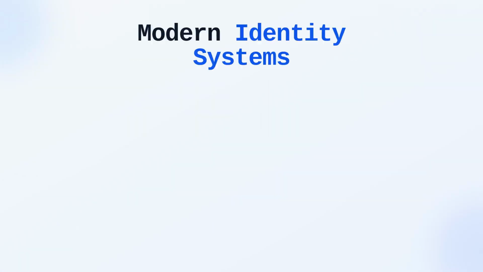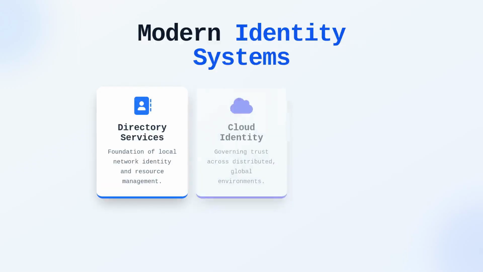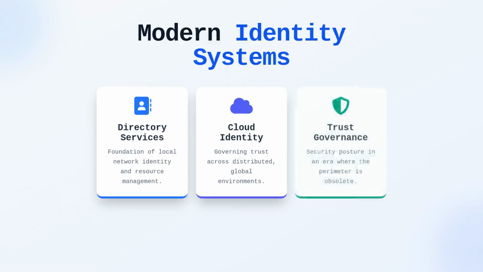Welcome back to our exploration of modern identity systems and how they underpin the security posture of both local and distributed networks. This chapter focuses on directory services and cloud identity, specifically how to govern trust in an era where the perimeter is effectively obsolete.